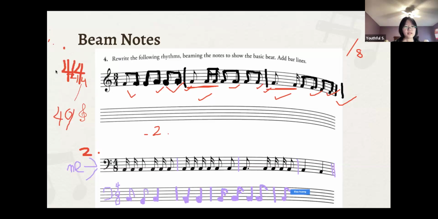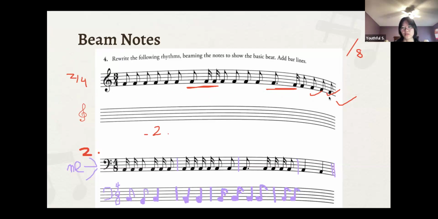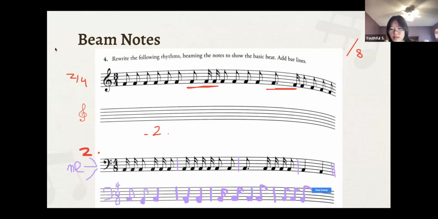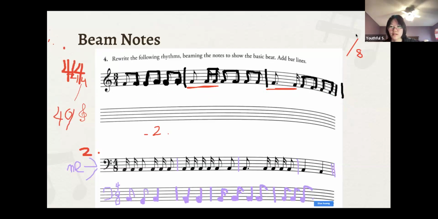Okay, so the things that I underlined here, I want to talk about. So I'll talk about it when Elsa finishes. Wait, what happened to my chat? Okay, Elsa, are you done?